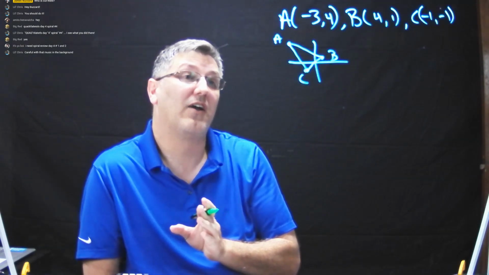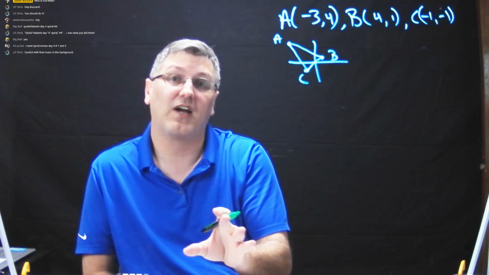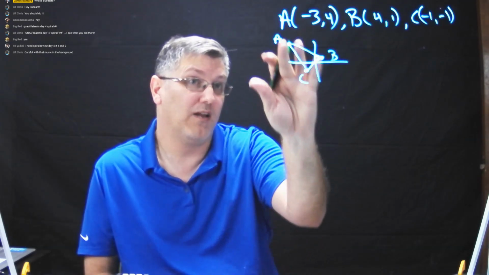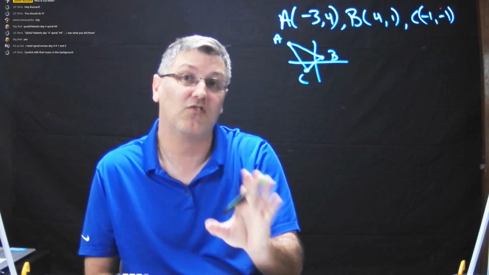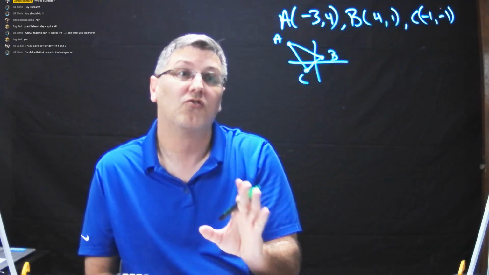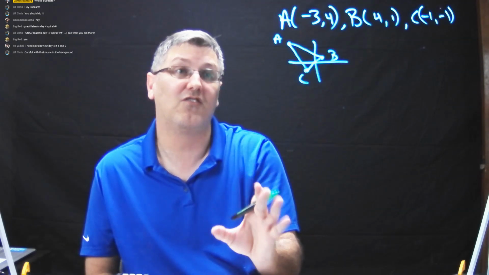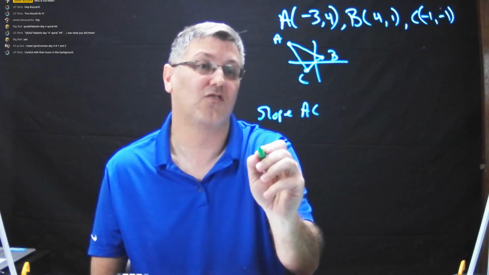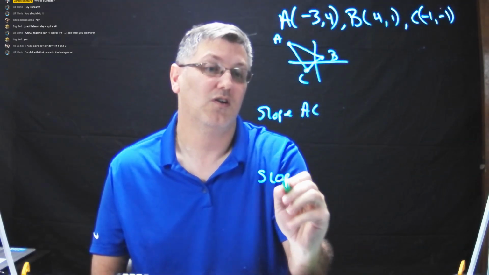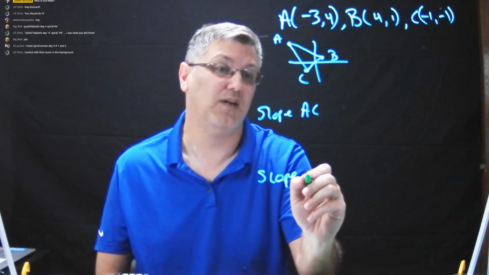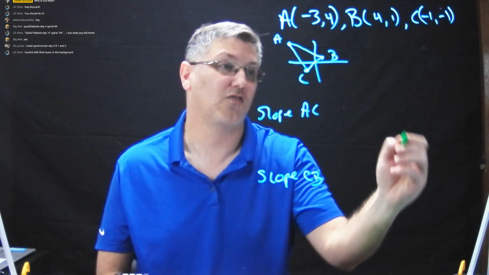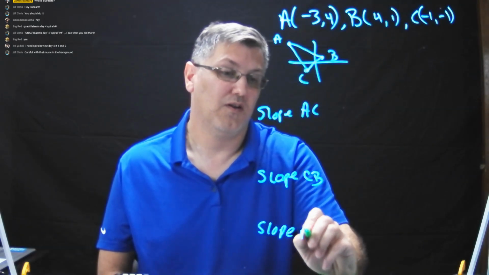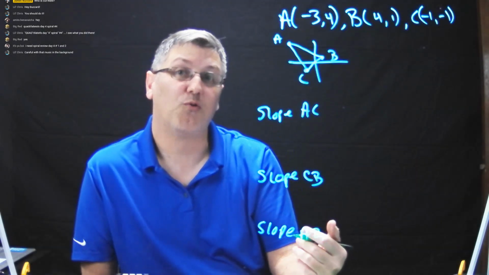So what we actually need to figure out is are 2 of these legs intersecting that are going to be perpendicular? That's it. Because if any of these legs are intersecting, their angles are perpendicular, it means they're 90 degrees, that means it's a right triangle. So what we need to do is check the slopes of each of these line segments. So I need the slope of AC, the slope of CB, and then the slope of AB.